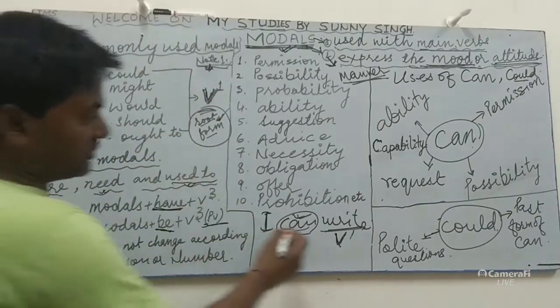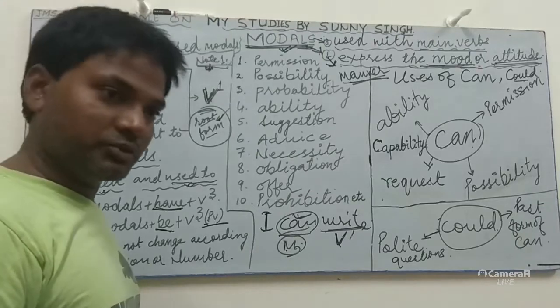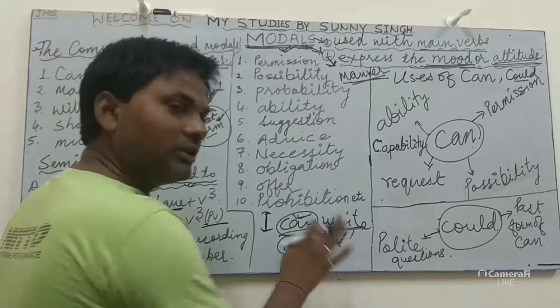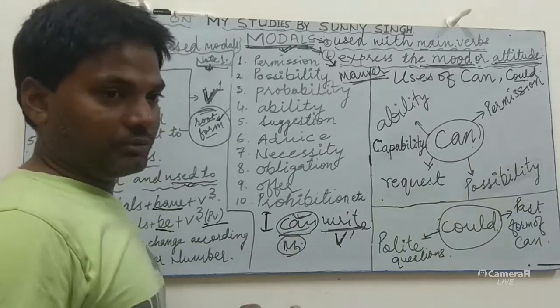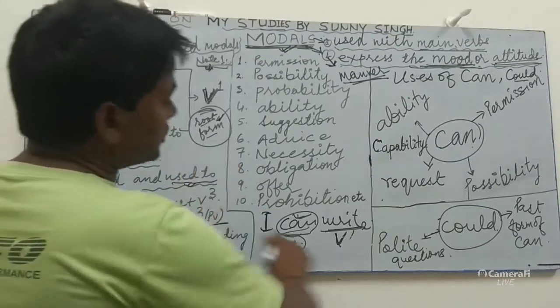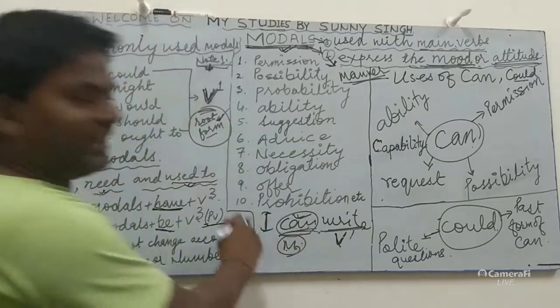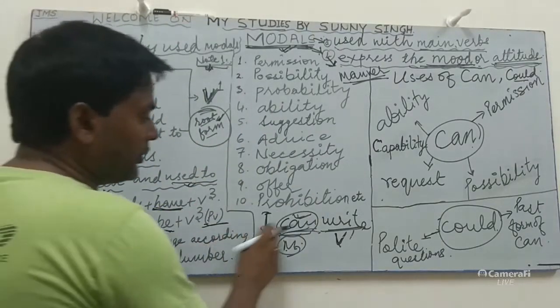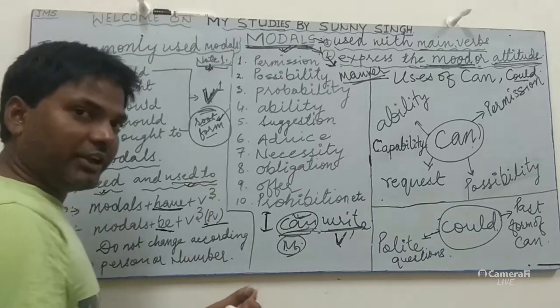first, as for the first form, I can write. If I take can as the modal auxiliary verb, so can will be the modal auxiliary verb, and write is the root form, right? Now the second thing is, you can see with can any subject may come, like he can write, she can write, we can write, they can write.